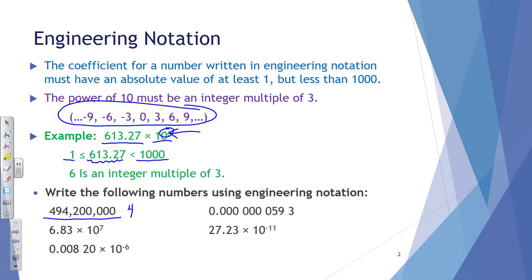We can write that as 494.2, since we have that extra flexibility with our coefficient, times 10 to the, and since we only had to move the decimal 6 places, that would be 10 to the 6th, which is a multiple of 3. And we've written that number in engineering notation.